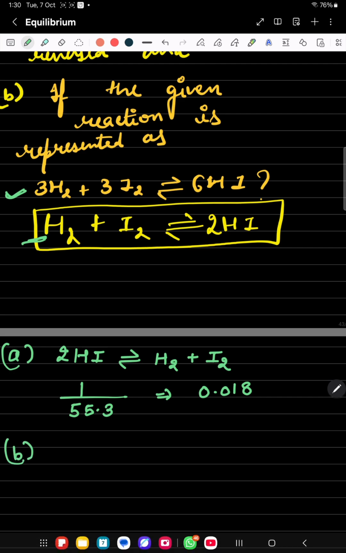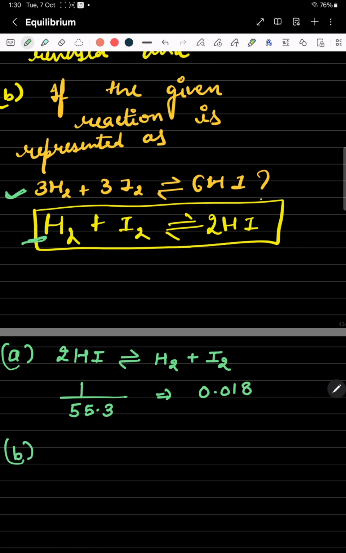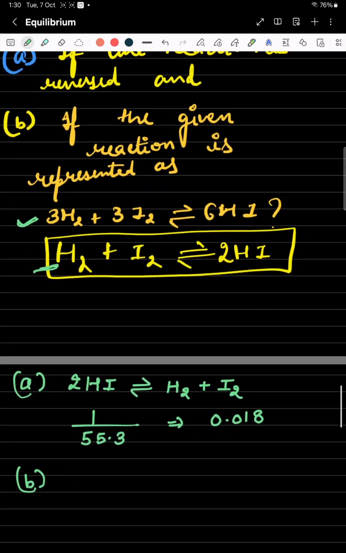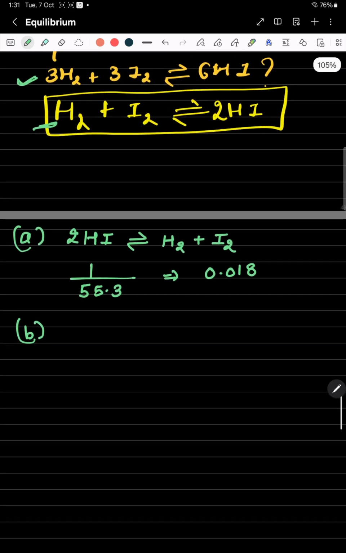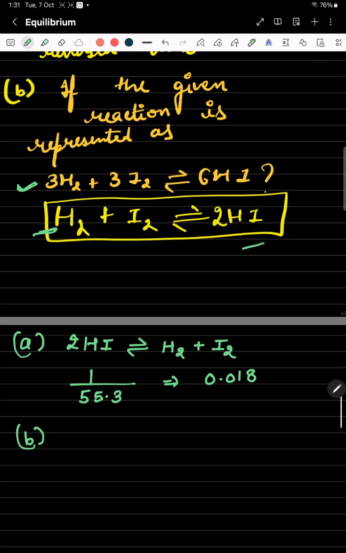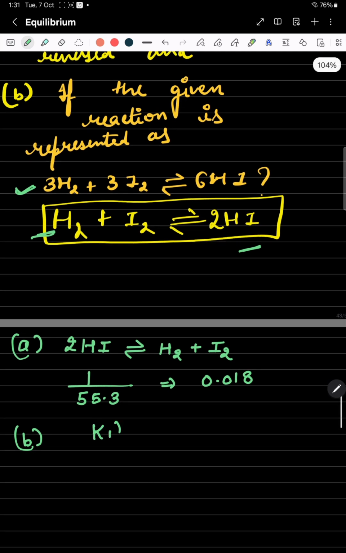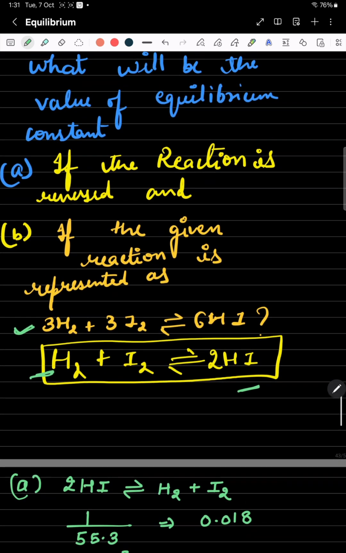For the B option, if the given reaction is represented in this way, 3H2 plus 3I2 forming 6HI, then what will be the equilibrium constant value? Let's understand. If you are multiplying this equation by 3, then what will you get? Simply, this is your basic equation. If you are multiplying by 3, then what would happen? K1 whole cube. This would be your final K2. K1 whole cube would give you the answer.